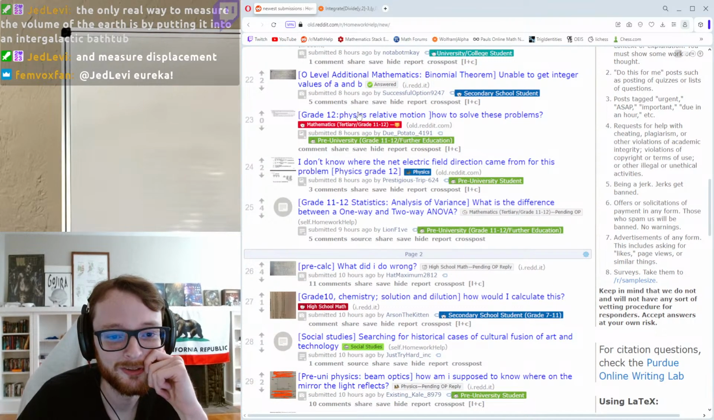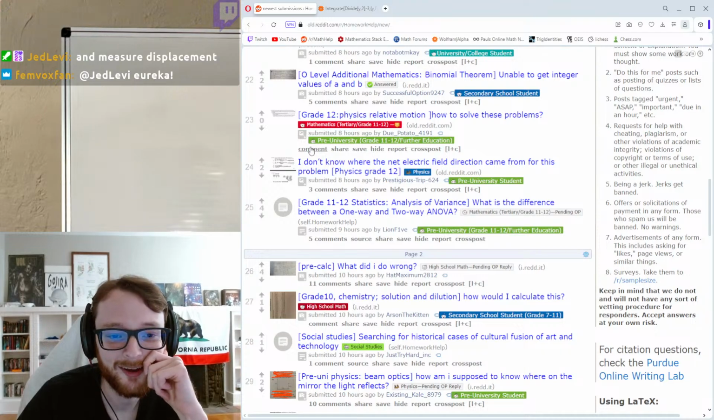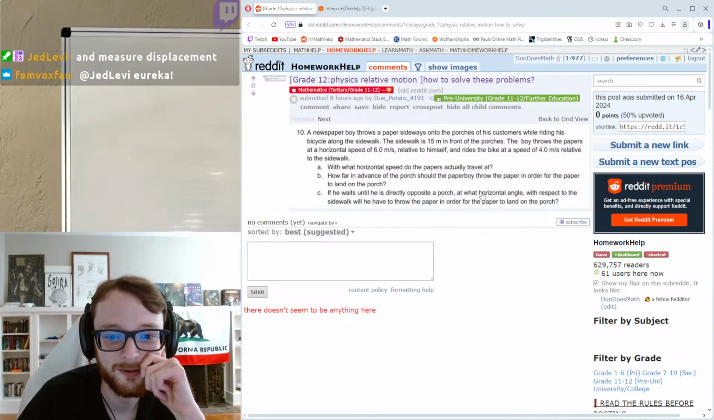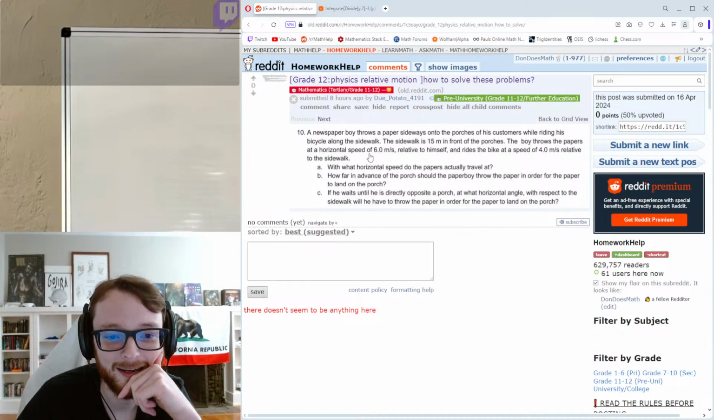Relative motion? See, okay, I doubt I can do this problem, but I'm just curious if this is just a translation thing or if they're actually doing relativity in 12th grade. I don't know where relativity actually begins, but I think it's not like E equals MC squared or stuff like that.